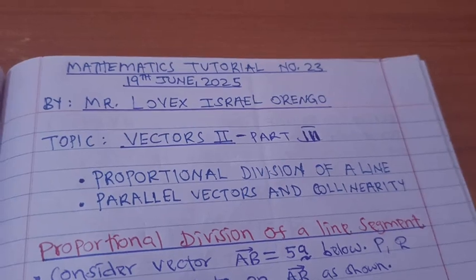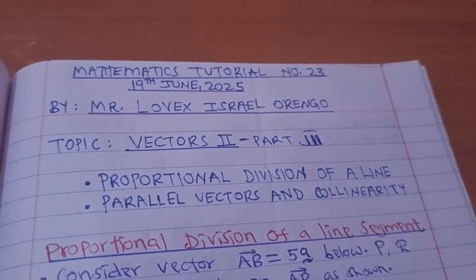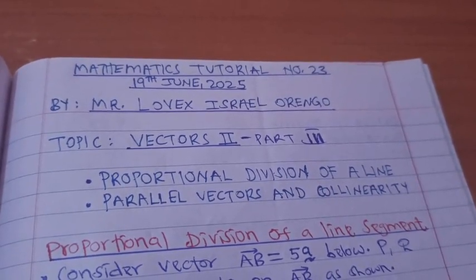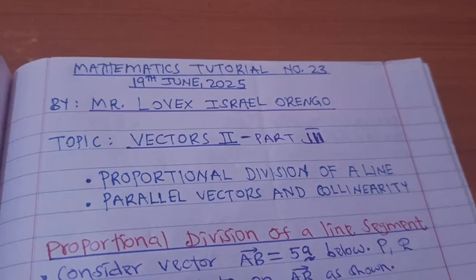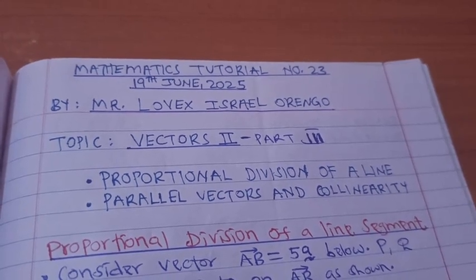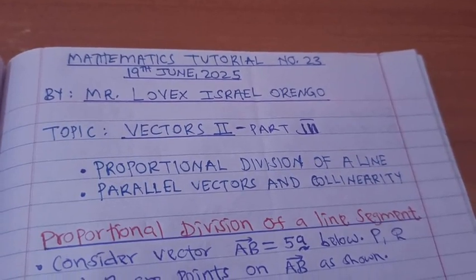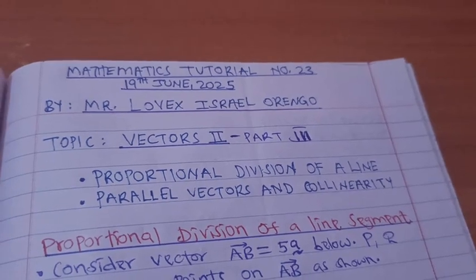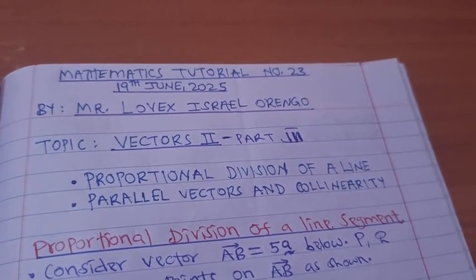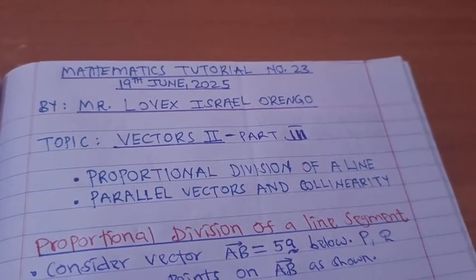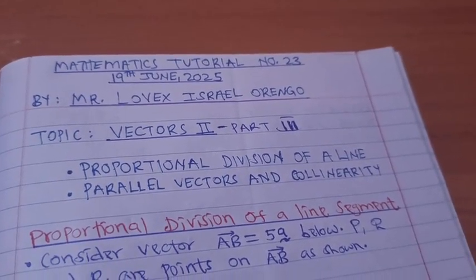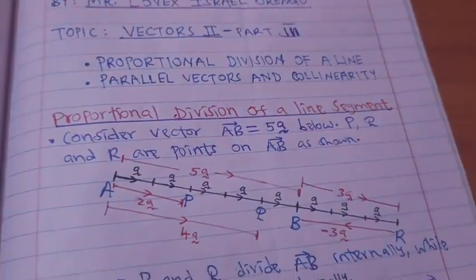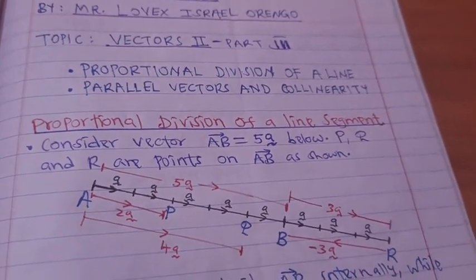In parts 1 and 2, I talked about the three-dimensional system: position vectors in three-dimensional system, magnitude of a vector in three-dimensional system. We talked also about adding and multiplying, that's operations of vectors in the three-dimensional system. In this section, I'm going to talk about proportional division of a line, parallel vectors and collinearity. Welcome. Proportional division of a line segment.